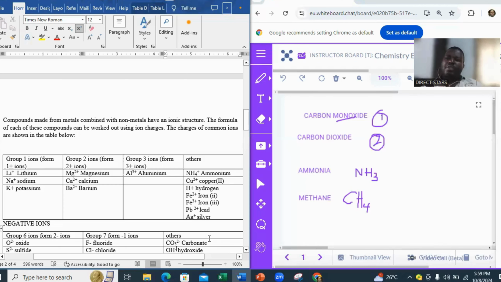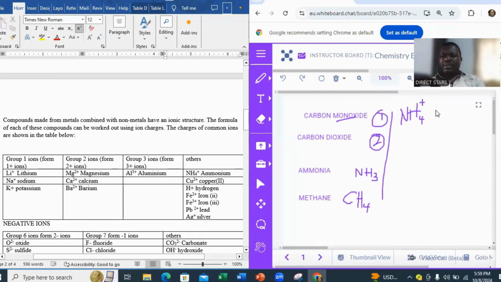However, we have some special metals that we need to look out for, that we need to familiarize ourselves with. The first one here is ammonium. You know, ammonium is NH4 plus. So we'll be looking at most of these. NH4 has a charge of plus. So this is ammonium.